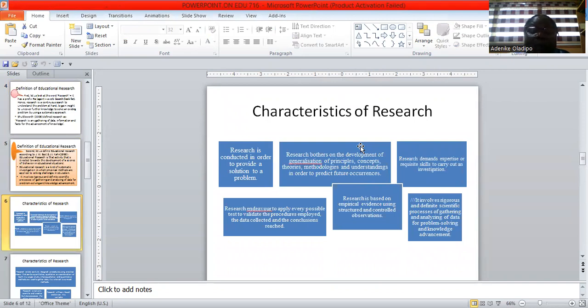What are characteristics of research? Research endeavors to apply every possible test to validate the procedure employed. Every procedure that you employ during a research has to be validated, must be tested. The data collected and the conclusion reached must also be tested. Research is based on empirical evidence using structured and controlled observation.